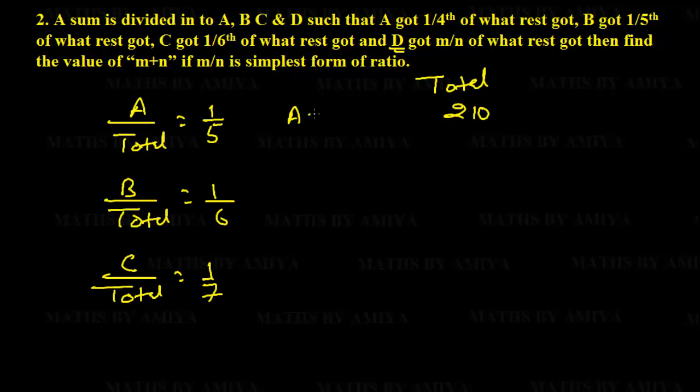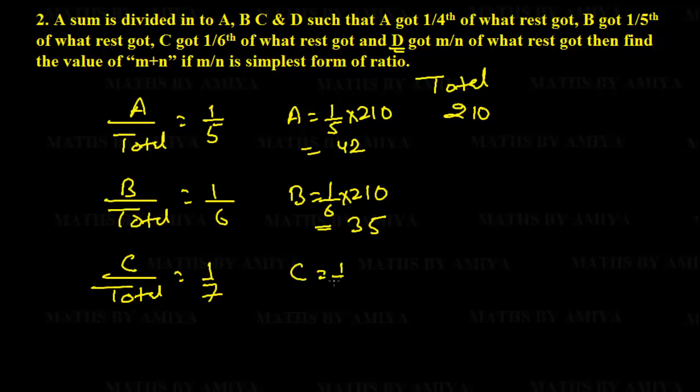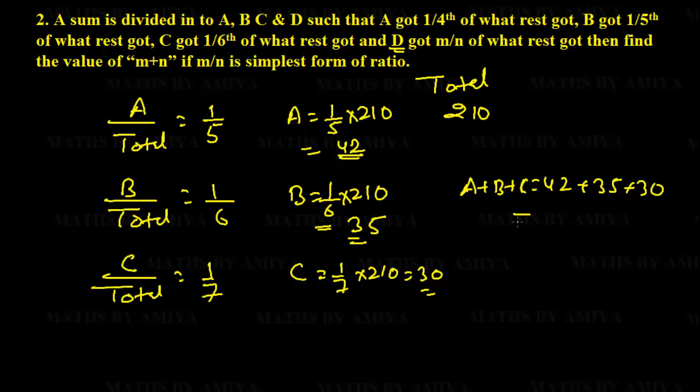Now find A. A is nothing but 1 by 5 into 210, so it is nothing but 42. Check the B. B is 1 by 6 into 210, which is nothing but 35. What about the C? C is 1 by 7 into 210, that is nothing but 30. So we distributed 42, 35, 30. So the total distributed amount is nothing but 42 plus 35 plus 30, means we have distributed 107 in ABC.